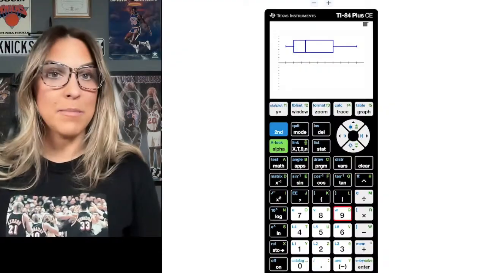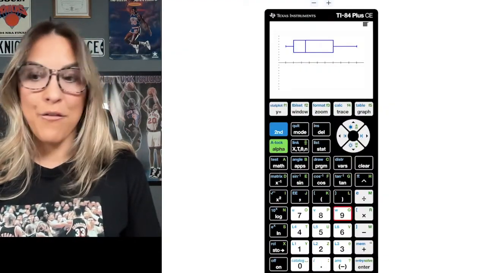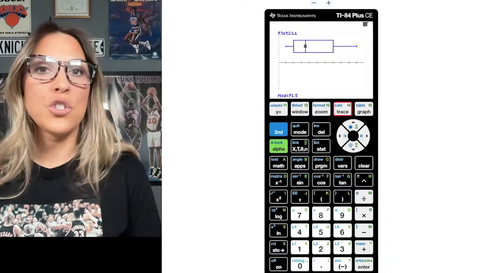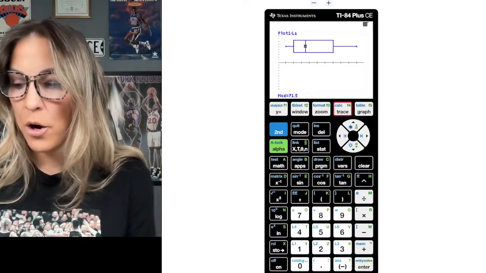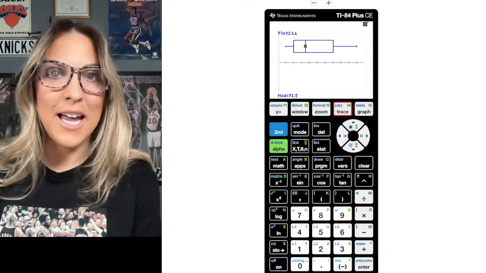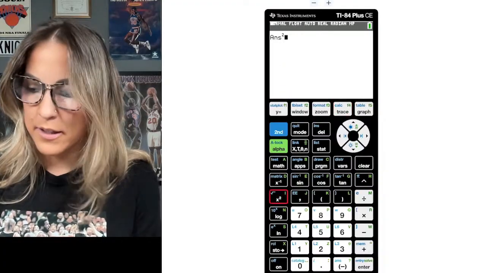So that's what our box plot looks like. Obviously, we need the exact values so we can see which graph matches it. So if you now hit trace, you'll start to see that little pointer kind of blinking on. That's the median. So the line that's in the box is the median. And if you look down in the bottom left of the screen, you'll see that it says median. I don't know if you guys can see that well.